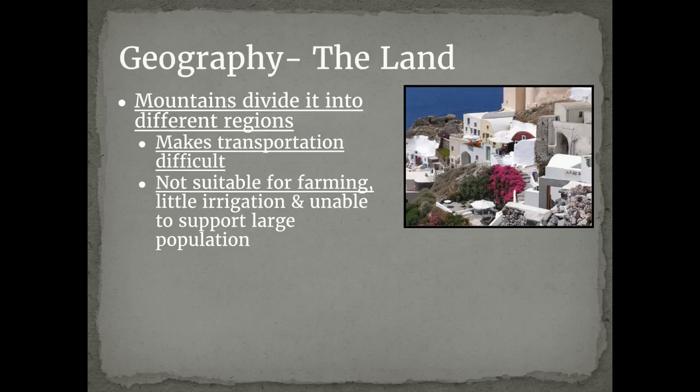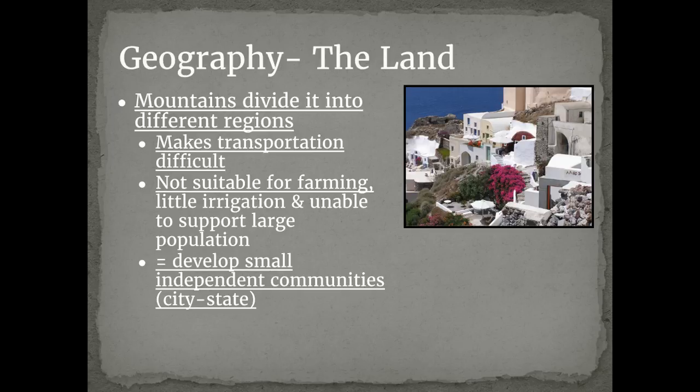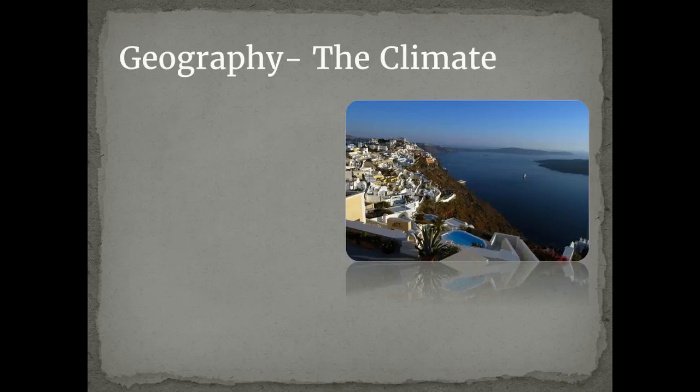Because of this mountainous aspect and just because it's hard to farm, they're going to develop as small independent communities. These independent communities have a common culture, they interact a lot, but they're not going to turn into one big empire. So Greece is small independent city-states.